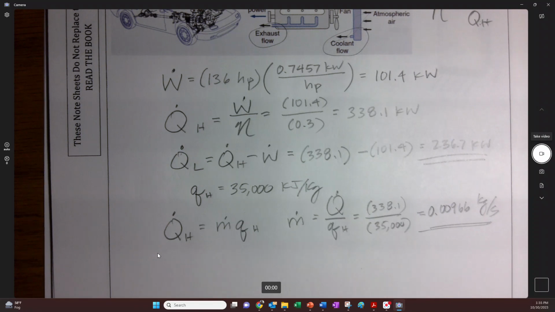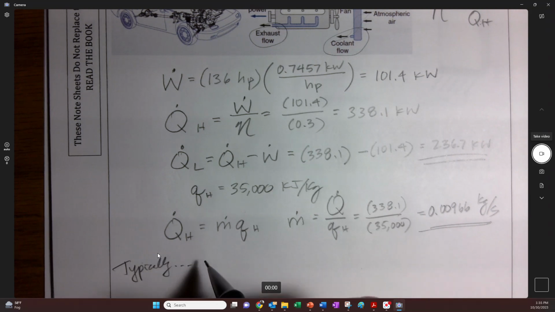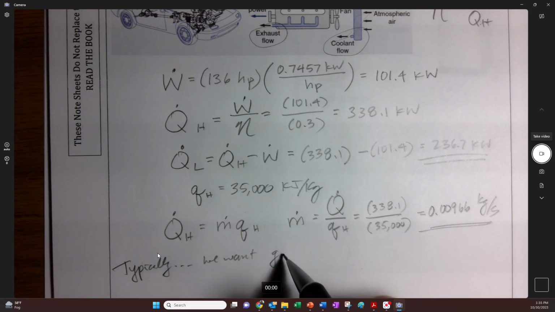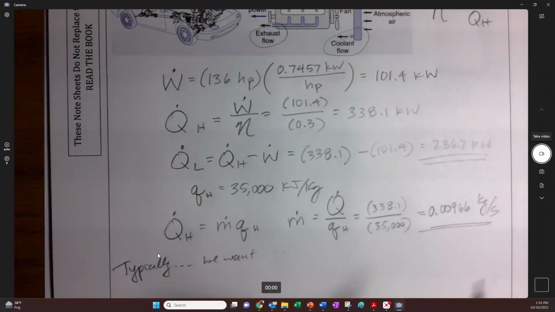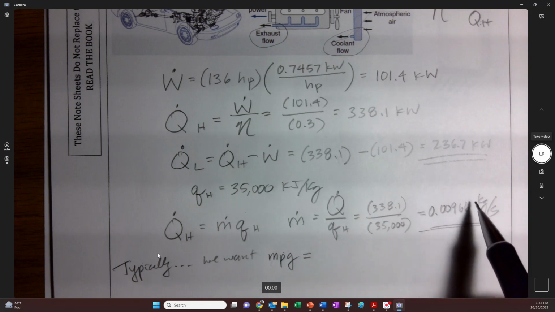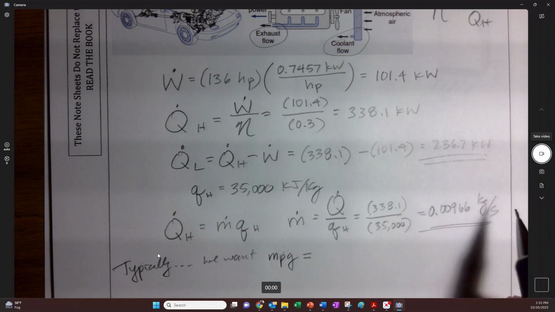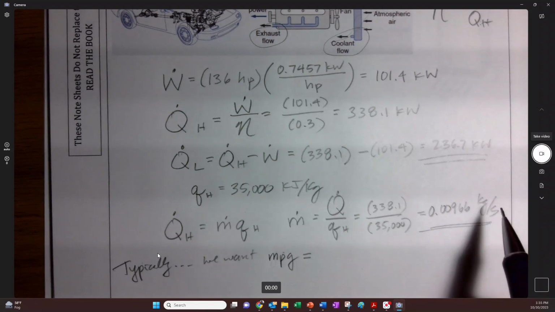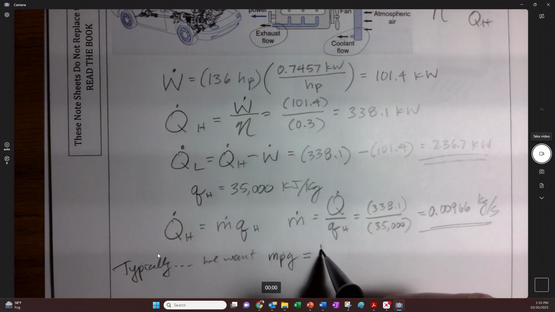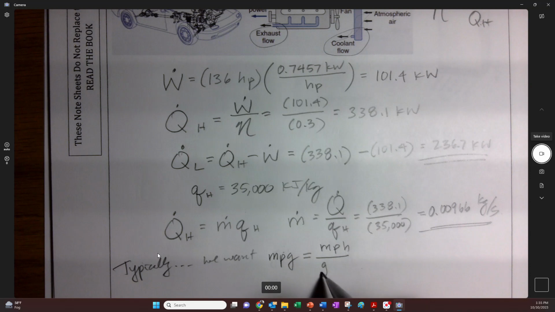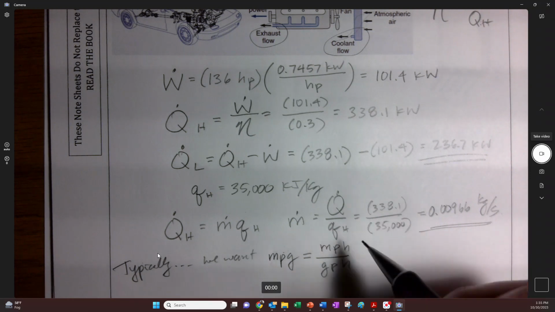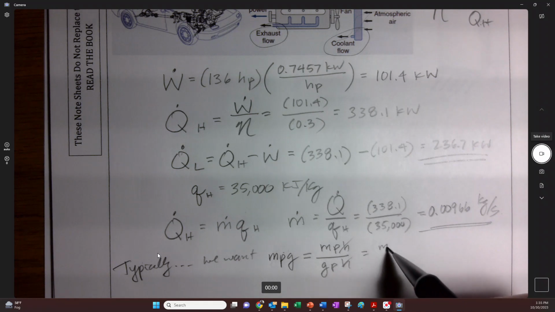But I do know how much mileage my car gets. It's not a lot, because I should get a better car. And we know that's going to be typically measured in miles per gallon. And how do we get miles per gallon? Well, we have a rate right here, but that's in kilograms per second. But what if we got this into gallons per hour? What does that do for us? Well, what we could do is we get miles per hour and divide it by gallons per hour, right? And those hours cancel, and then we would get miles per gallon.